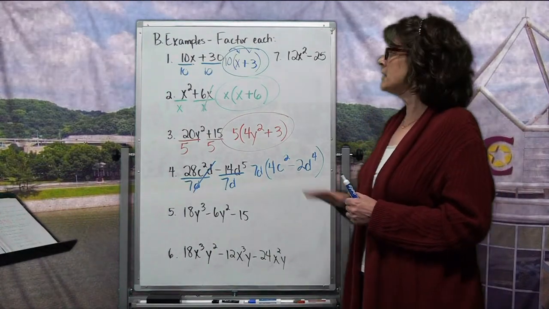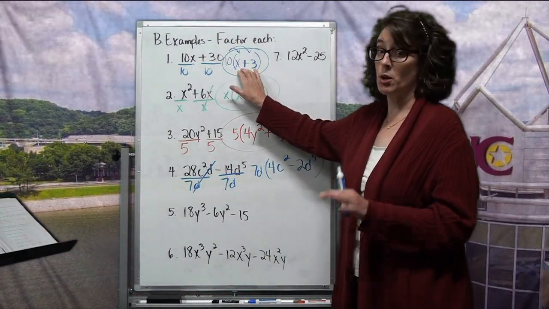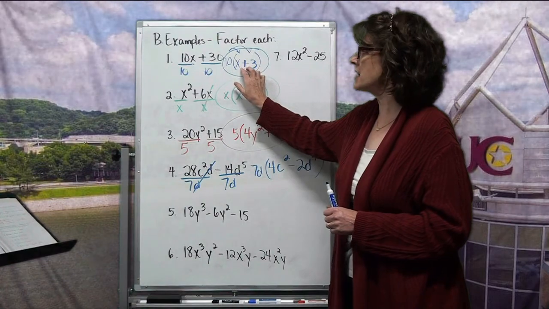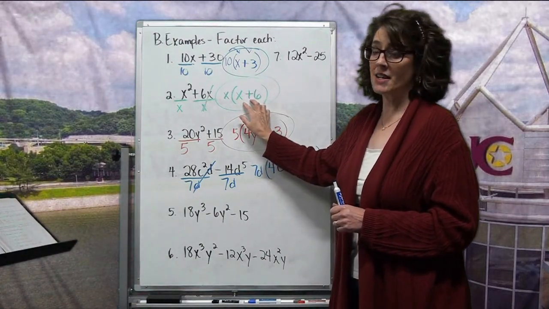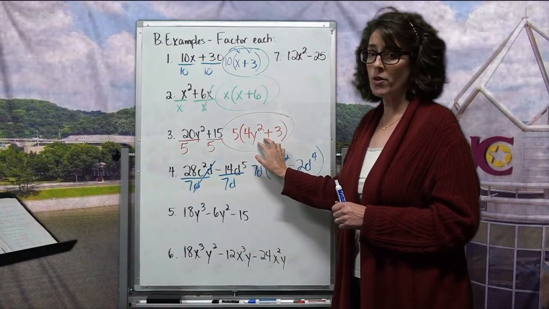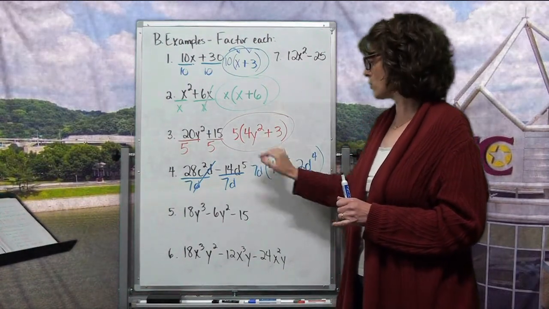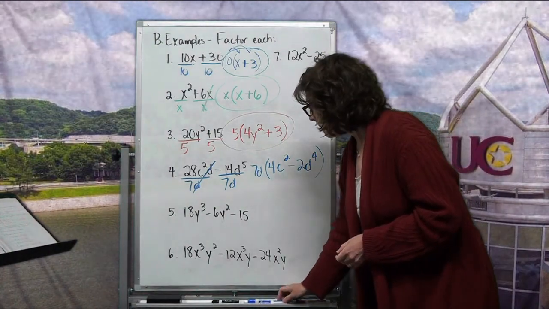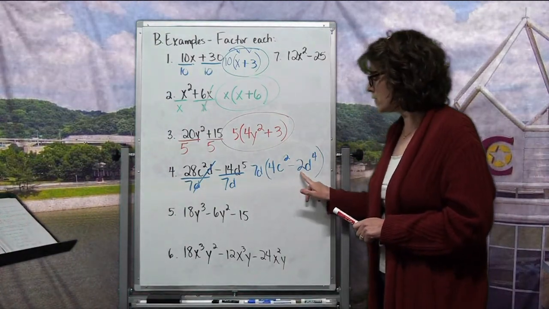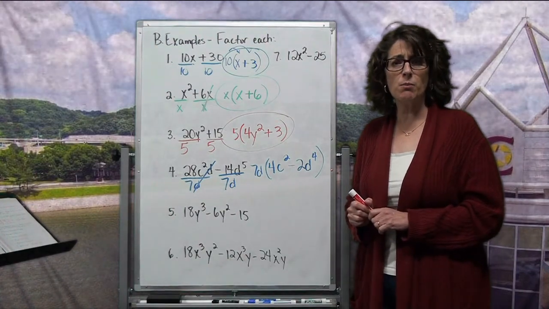Now remember, I mentioned up here, and I actually didn't mention it here, but I should have, there's nothing more that I can divide out of this x and this 3. There's nothing more that I can divide out of this x and this 6. There's nothing more that I can divide out of the 4y squared and the 3. But as I look at this, there is in fact more that I can divide out. Because I look at the 4 and the 2 of coefficients, both of them are divisible by 2.